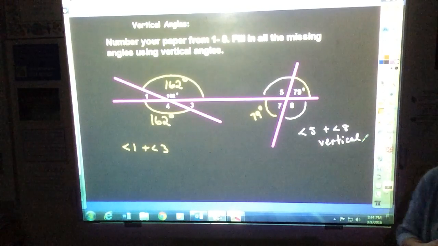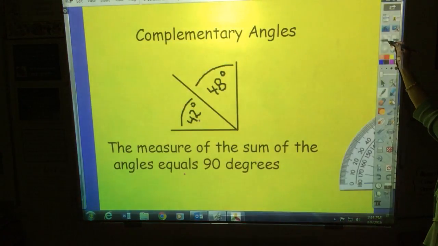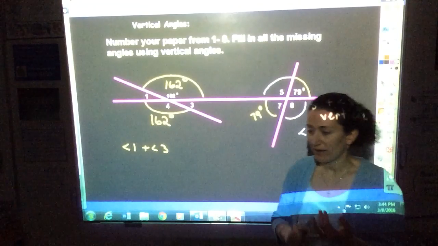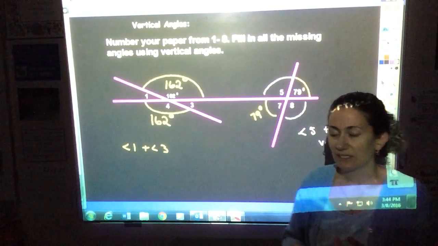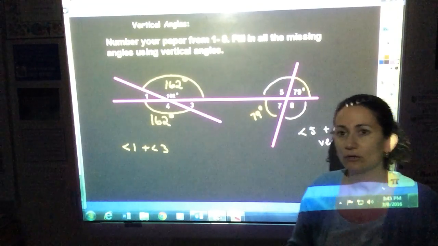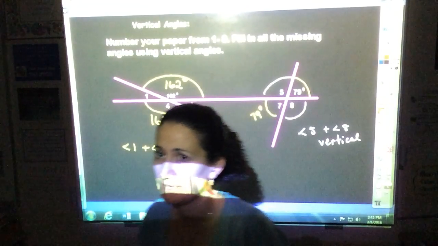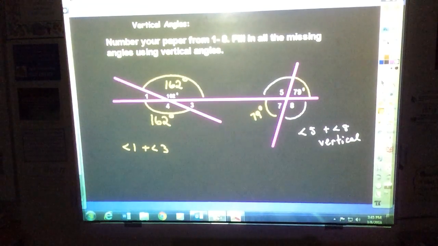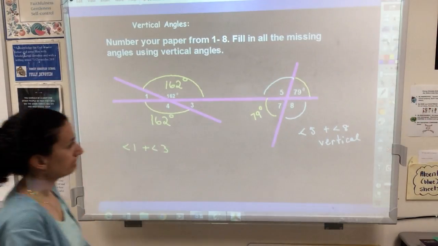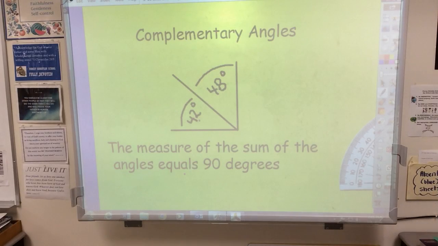So we have learned a lot of vocabulary so far today. We have learned about lines. We've learned about parallel lines, perpendicular lines, intersecting lines. We've learned about skew lines, and we've learned about vertical angles. There are 2 more vocabulary words I'd like to go over with you today, and I'm going to turn on the lights again. Two more concepts, and these kind of have to do with angles again.